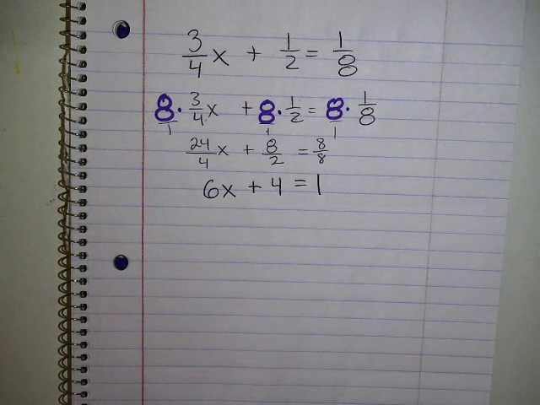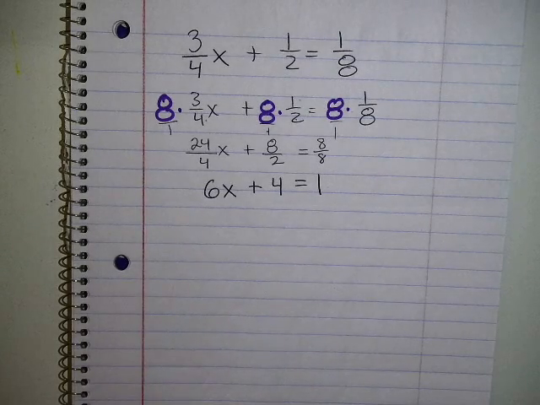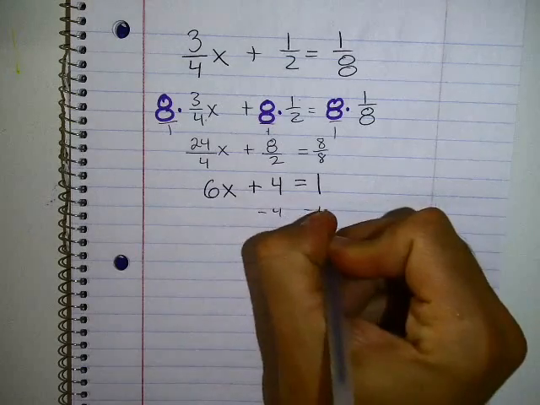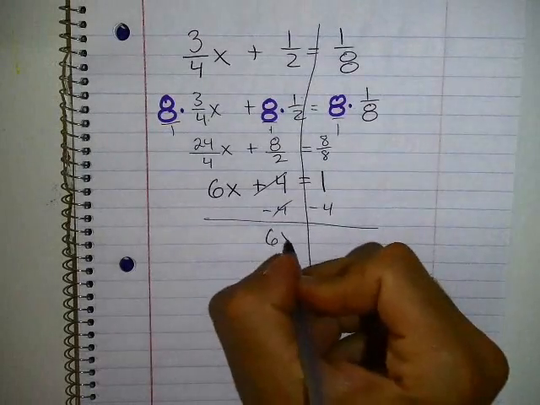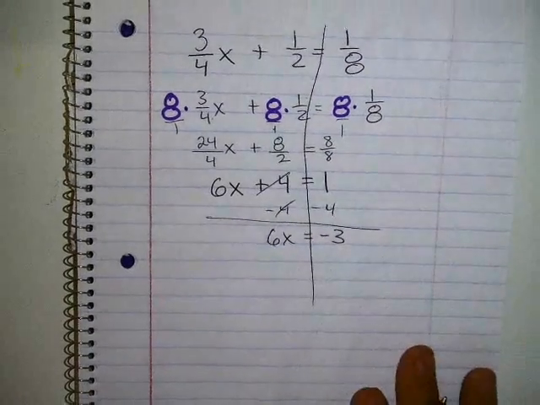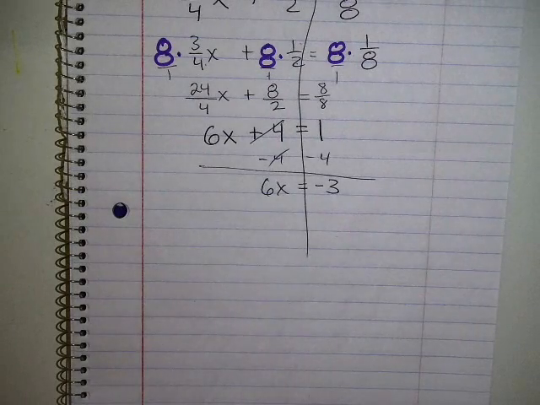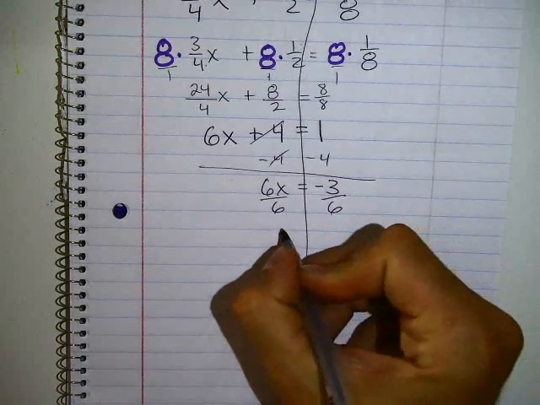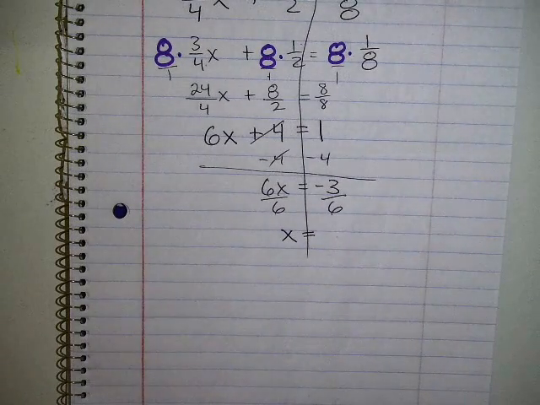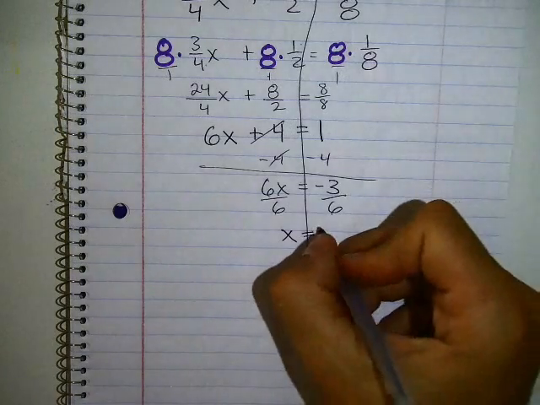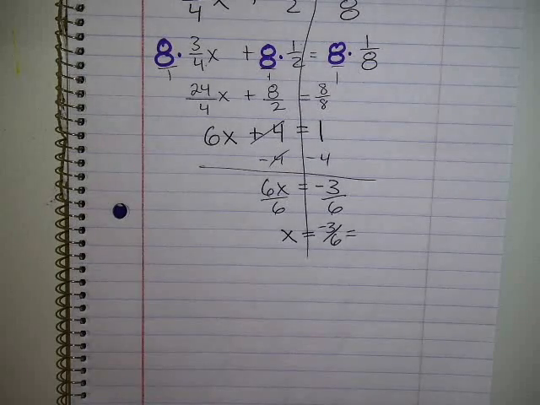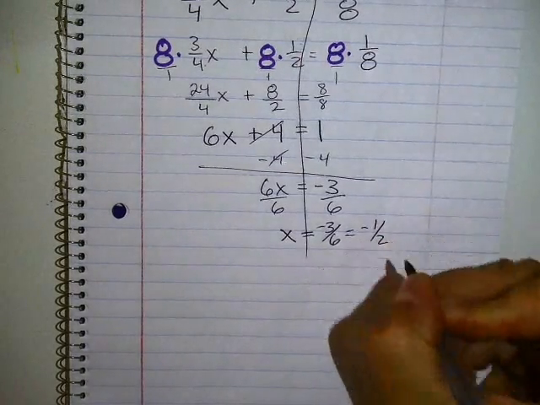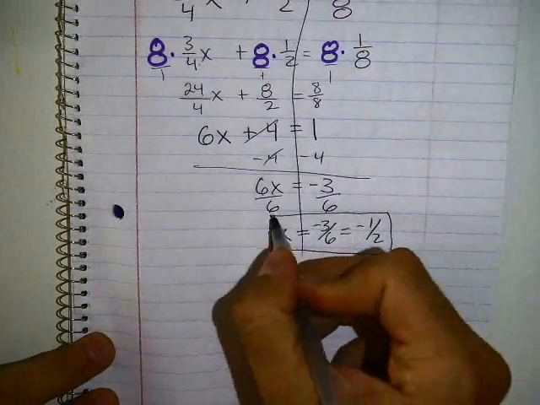So now what are my 2 steps to solve? Let's subtract 4. So I get 6x equals negative 3. Final step. Divide by 6. Can you divide 3 by 6? No, so it's just a fraction, but you could probably simplify it. What's 3 over 6? Negative 3 over 6. Simplified, you can. Negative 1/2. I like not having to deal with fractions until the very last step.